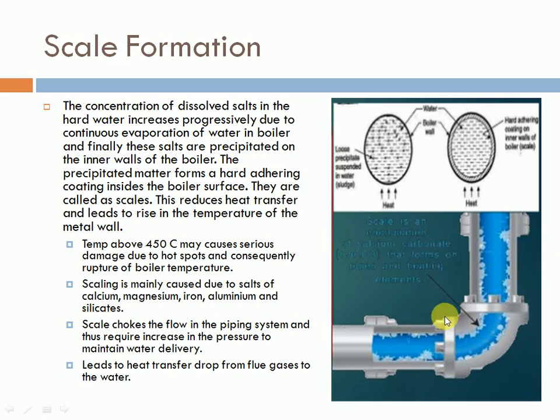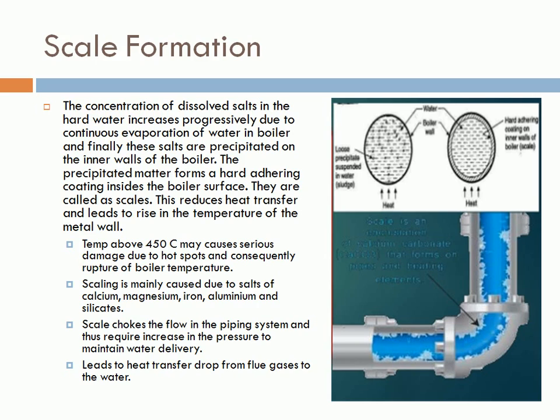So this concentration of the dissolved salts, magnesium, and as we have discussed in the previous slides, this type of salts in the hard water increases progressively due to the continuous evaporation of the water in the boiler. Finally these salts are precipitated on the inner walls, and the precipitated matter forms a hard adhesive coating inside the boiler surface, and they are called scale. Right, so temperature above 450 degrees Celsius may cause serious damage due to hot spots and consequently rupture of the boiler, definitely.